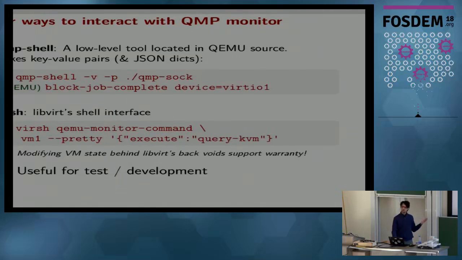And libvirt also offers a qemu-monitor-command via its shell interface, through which you can type JSON. But again, that's only to query. Now here is a caveat: you don't want to modify the virtual machine state behind libvirt's back, because then you get to keep the pieces if it breaks. So it's useful only to query, but not to modify the virtual machine state.